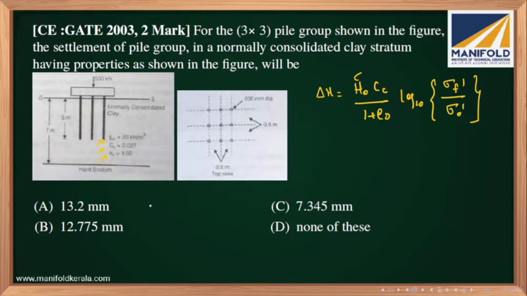Sigma f dash equals sigma naught dash plus delta sigma dash. Sigma naught dash is the initial effective stress at the mid of the clay layer which is going to consolidate. Delta sigma dash is the additional stress at the mid of the clay layer, which is going to consolidate by placing a load at the surface. Our challenging task is determining sigma naught dash and delta sigma dash with respect to the given question.